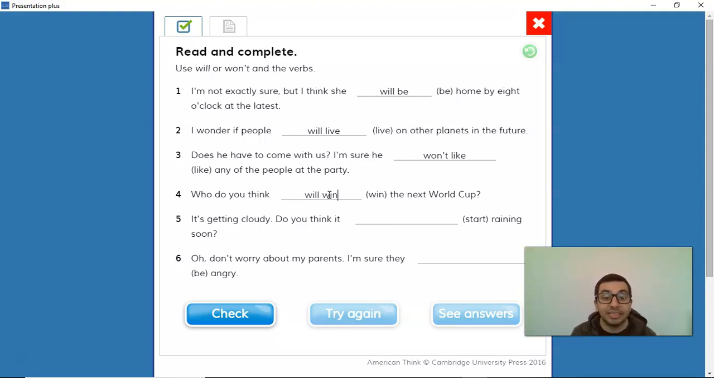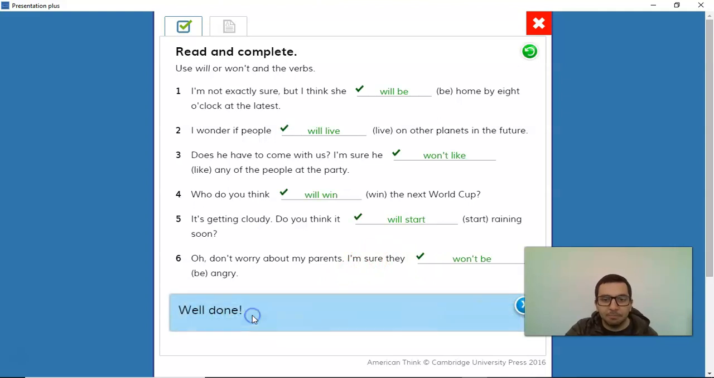Number 5, it's getting cloudy. Do you think blank start raining soon? Again, will start raining soon. And number 6, oh, don't worry about my parents. I'm sure they blank. Alright, so if we don't need to worry, probably they will not be angry. So they won't be angry. Alright, guys. Good job.